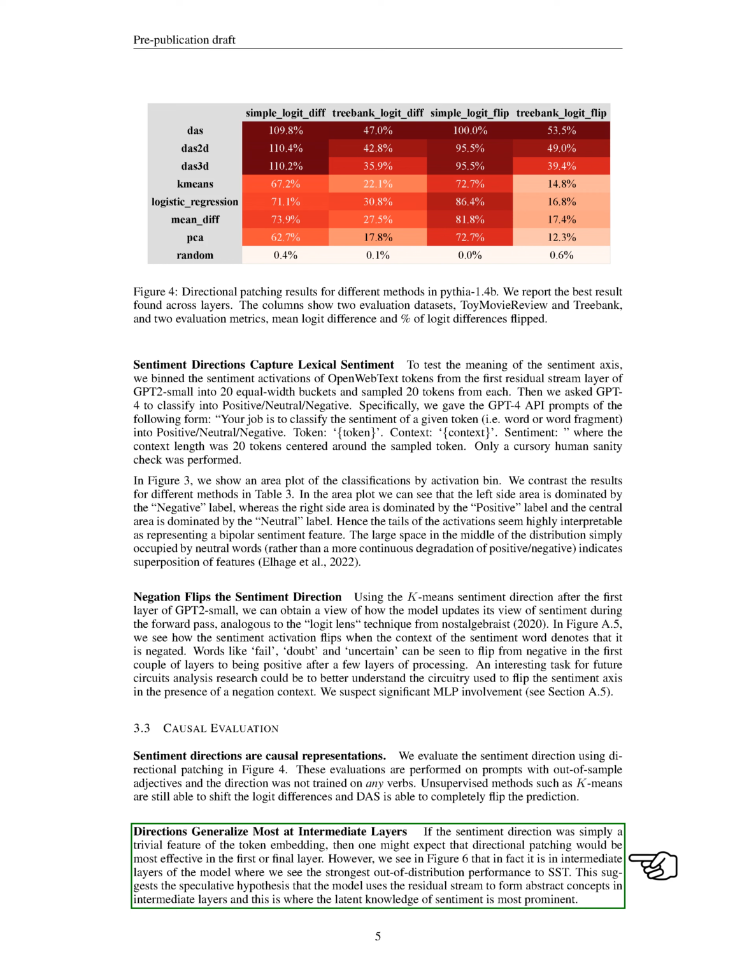to SST. This suggests that the model uses the residual stream to form abstract concepts in intermediate layers, and this is where the latent knowledge of sentiment is most prominent.